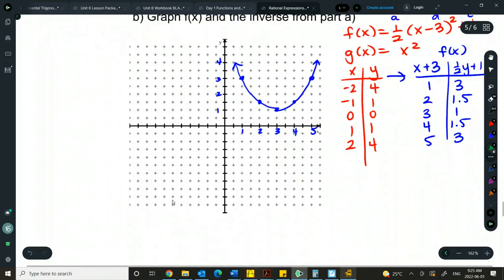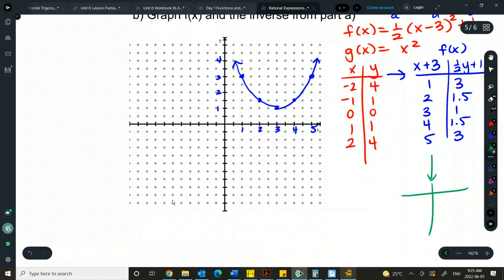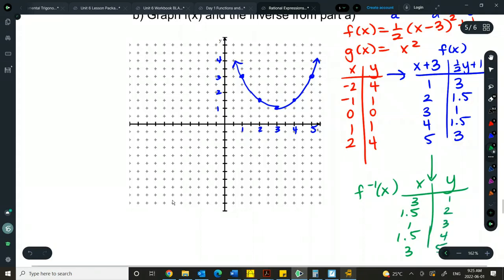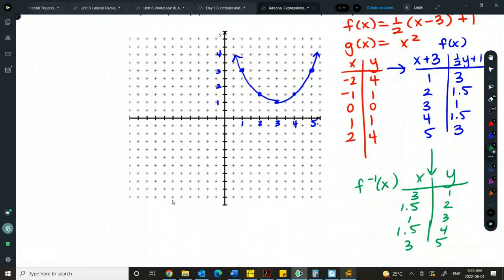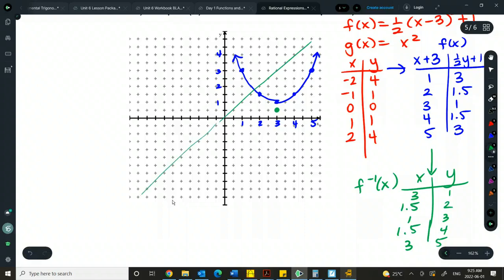The inverse function, all we need to do for the inverse function is just swap the x and y coordinates from above. So it will become 3, 1.5, 1, 1.5, and 3, and then 1, 2, 3, 4, 5. So I'm just going to graph those new points here. It's okay if the graphs overlap. They will in this case because I'm reflecting it over that diagonal y equals x line. I reflect over that line. So it should have a piece that gets reflected down and a piece that gets reflected the other way.